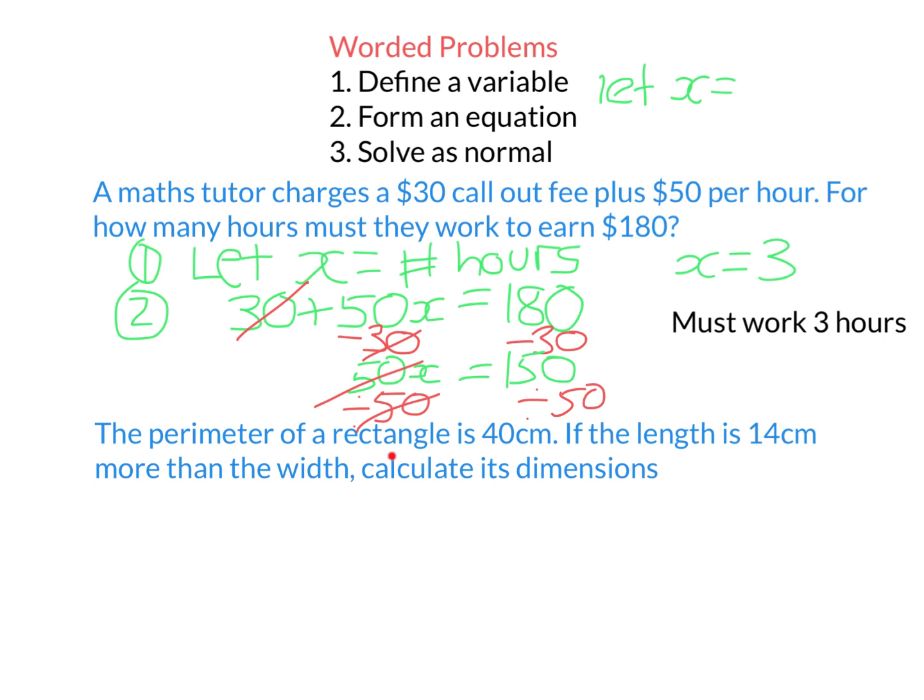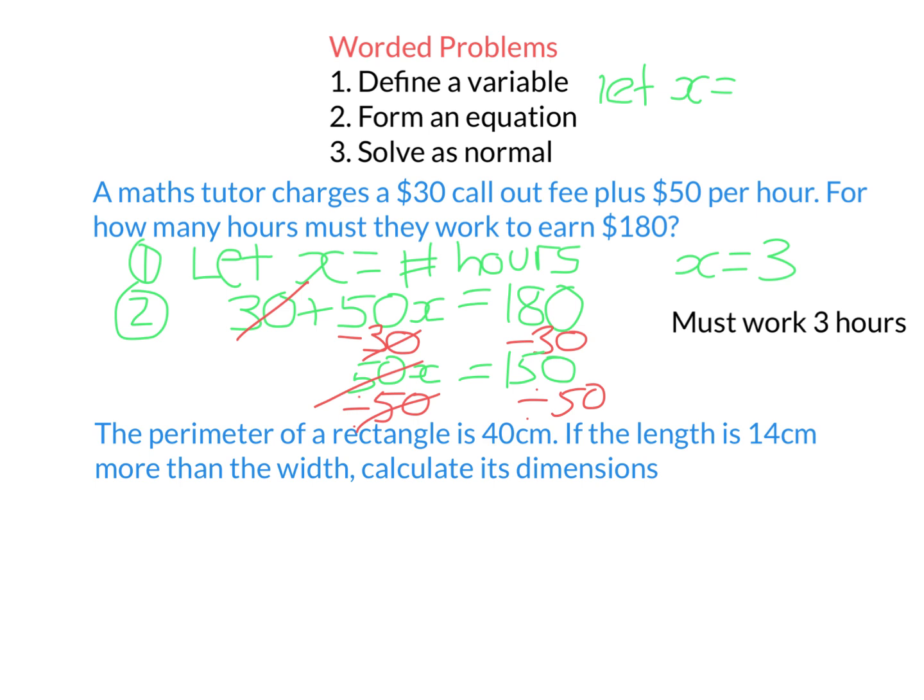All right, let's look at this one here. This one's a bit tougher. So the perimeter of a rectangle is 40 centimeters. Length is 14 centimeters more than the width. Calculate its dimensions. So this question is asking us to calculate the length and the width.